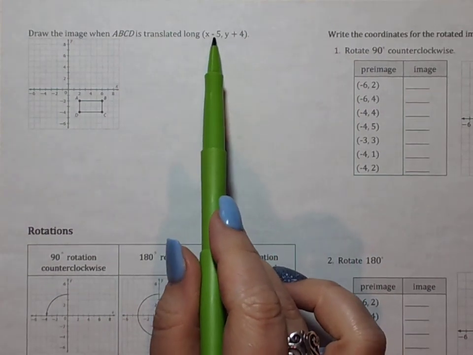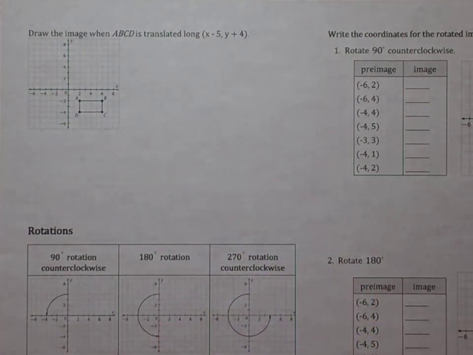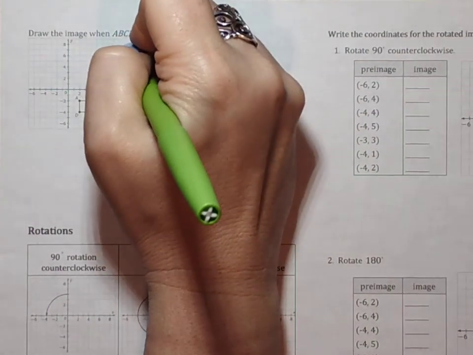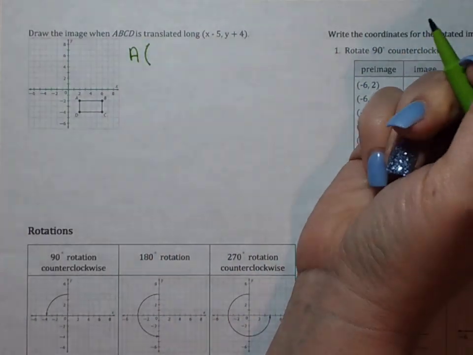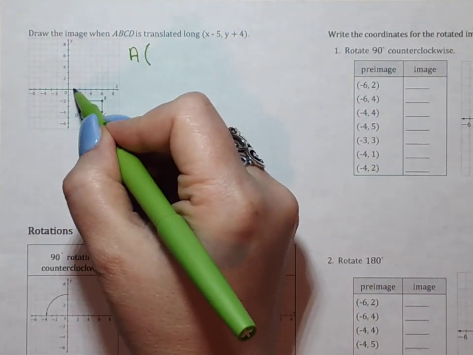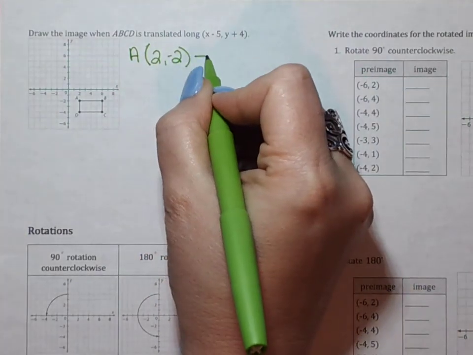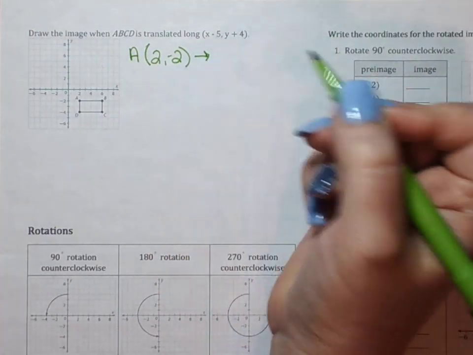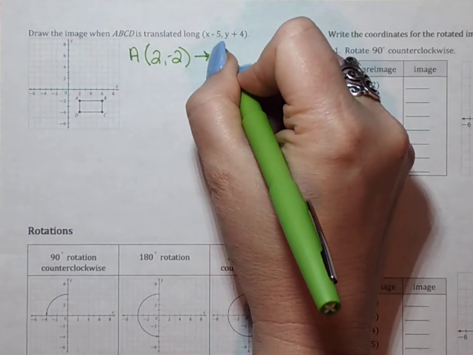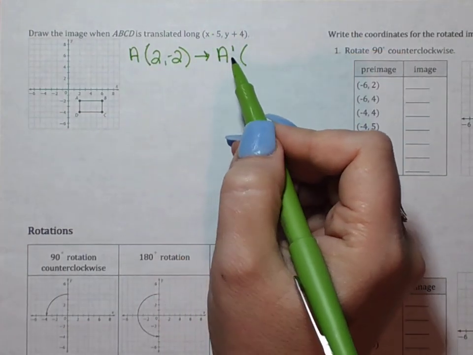So we're going to take our x values, subtract 5, and to our y values, we're going to add 4. We can do this one of two ways. I'm going to do point A the algebraic way. So we start with the point A, and the point A is at 2, -2. And it's going to transform, or slide over, to the point A prime. That's going to be our new point, where it starts here, and this is our stopping point.